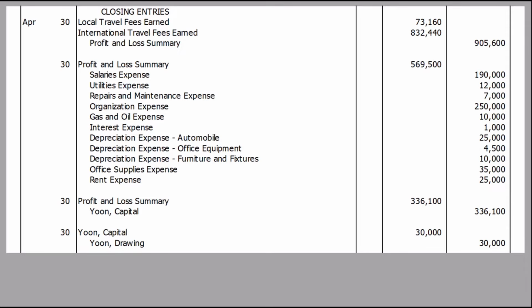And as you can see, since the drawing account has been credited already, and drawing is normally debited, in that case, since the drawing amount that the owner did is 30,000, and it was already credited, the drawing account will also have an amount of zero. So that's how you do closing entries.